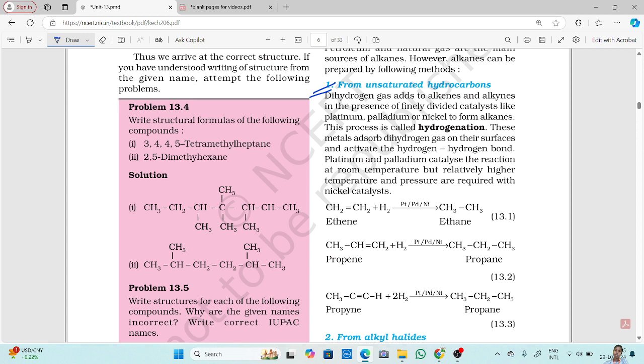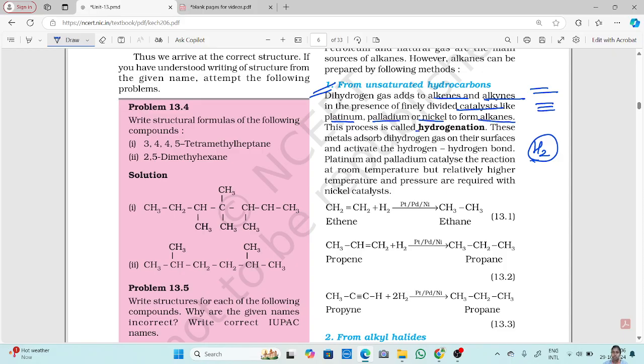Now dihydrogen adds to alkenes and alkynes in the presence of finely divided catalysts like platinum, palladium or nickel to form alkanes. Dihydrogen means H2. So you can add H2 to your alkenes or alkynes. Alkenes means the molecules with a double bond, alkynes mean the molecules with a triple bond. The catalysts are platinum, palladium or nickel. In the presence of any of these catalysts, you can add hydrogen to alkenes and alkynes to form your alkanes.